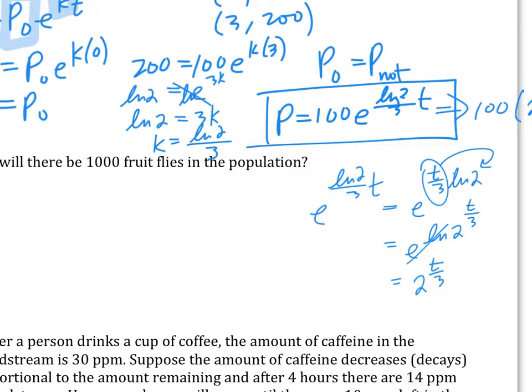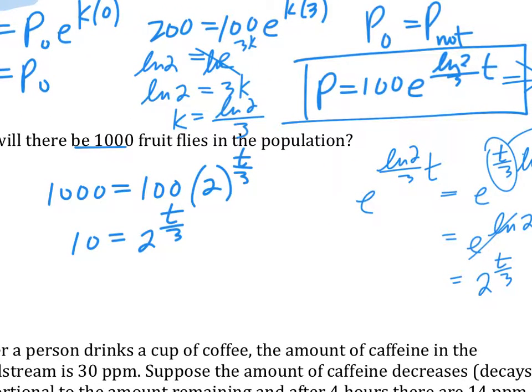All right, so when will there be 1,000 fruit flies? That's an easy problem. So 1,000 goes in the P part, and then we have this. And we need to solve. Okay, I know you guys are in calculus, but just in case you will make this very simple mistake, please don't multiply 2 and 100 together. Okay, that's a definite no. They are base and coefficient. You cannot multiply them together. Okay, so what you need to do is divide both sides by 100. So that's 10 equals 2 to the T over 3.